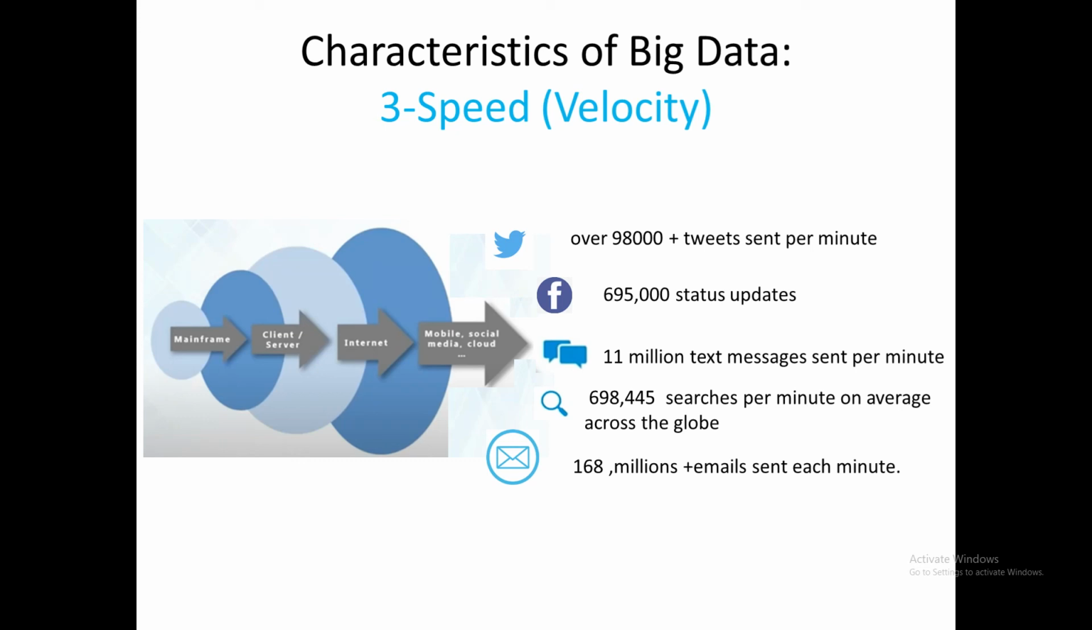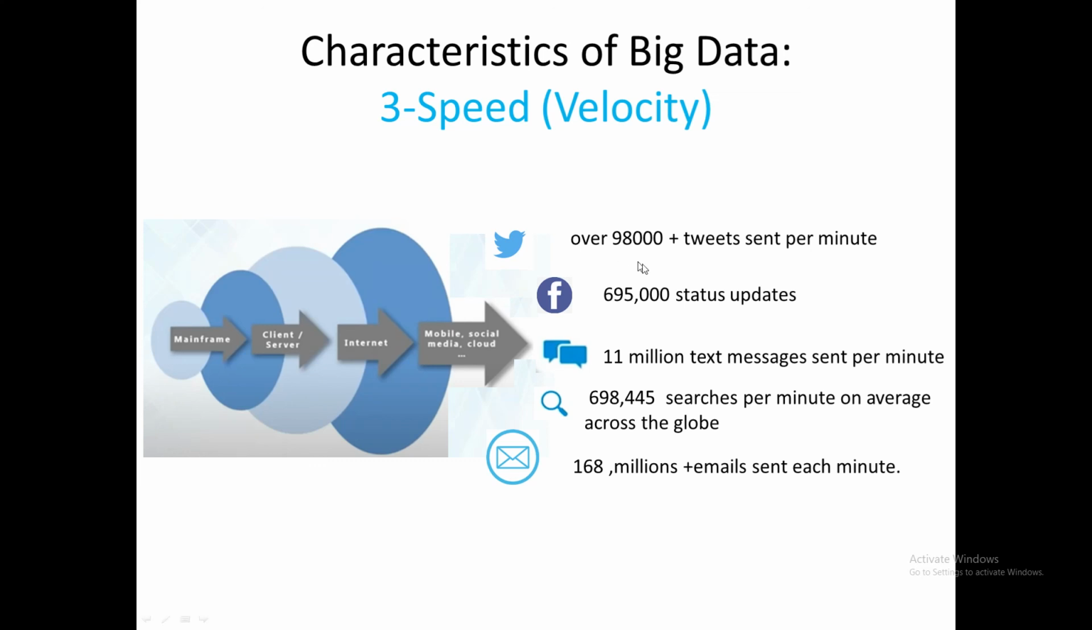Even at that time, there were almost 695,000 status updates on Facebook. When we talk about messaging, almost 11 million text messages were sent per minute, almost 455 Google searches, and 160 million emails were sent in each minute. These statistics were made in terms of 60 seconds. So we can see that the speed of generation, or the velocity, was also very high in big data.